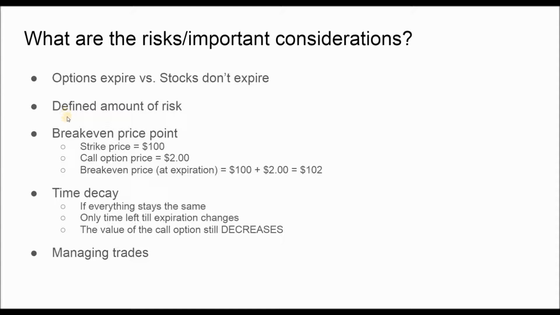The next bullet point is that when you're buying a call option, there's a defined amount of risk. So how much you pay for the call option is the maximum amount that you could lose on that trade. And then the next thing is the break-even price point.